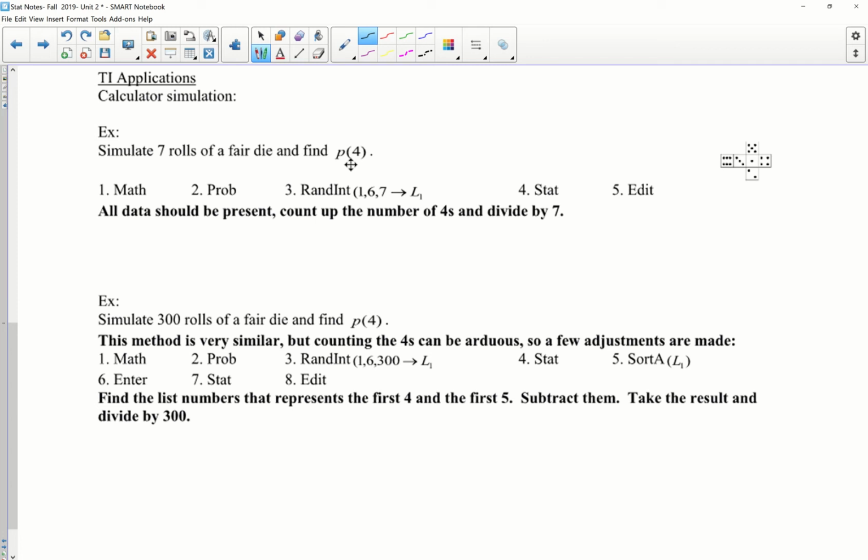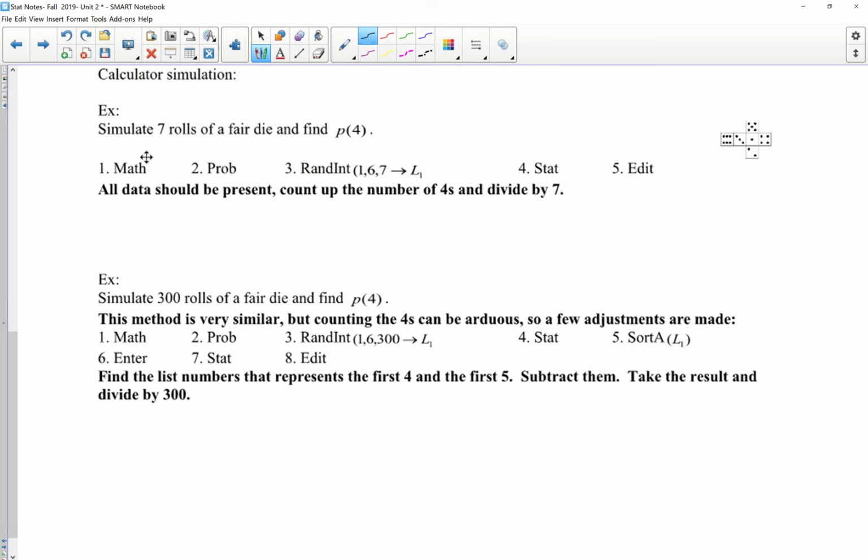There's one side that has 4 dots on it, and there's 6 sides overall. What I'm using the simulation to do is to verify the law of large numbers, to really make sure that I have a technique that's going to work when I expand beyond dice. All right? So I have the steps listed out here.